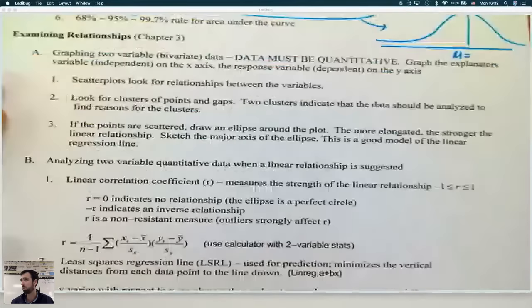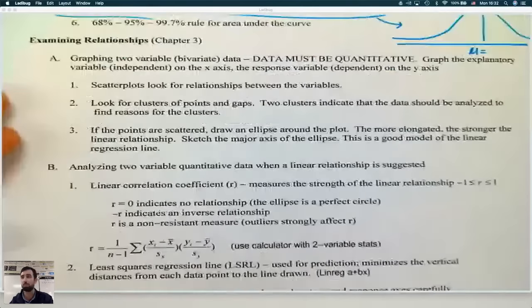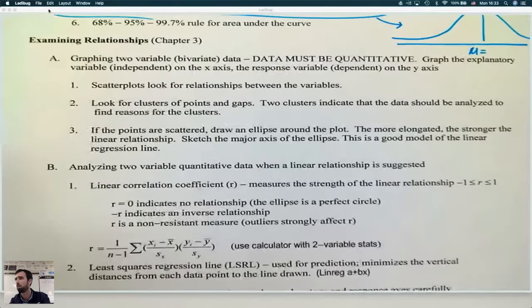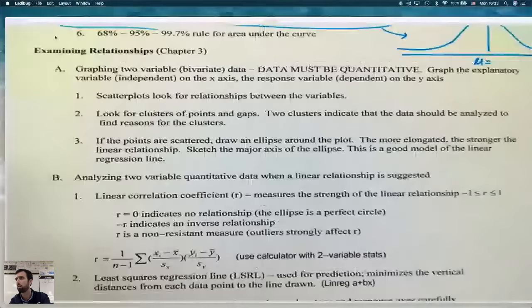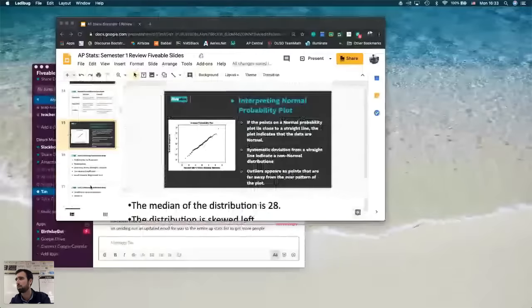All right, so looking at linear relationships, I'm going to pop back to this.